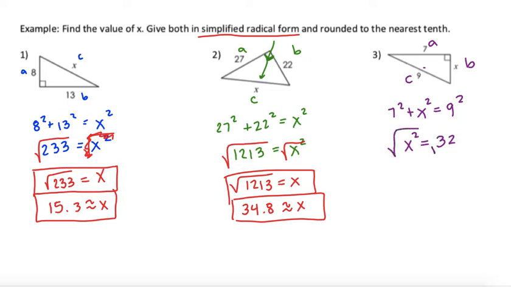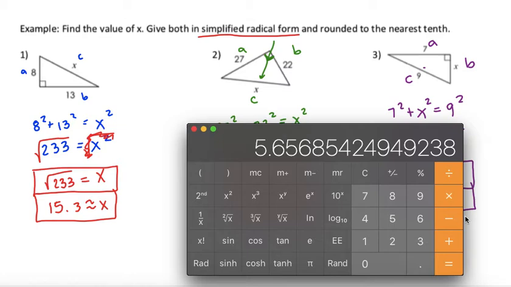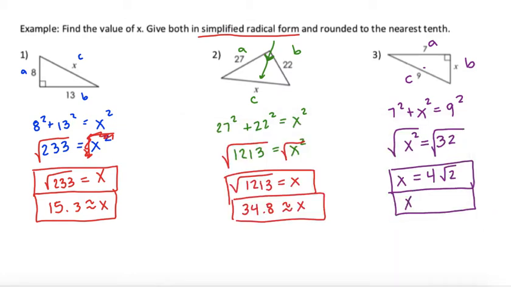Take the square root of both sides to cancel out. And the square root of 32, a 16 can come out, and the square root of 16 is 4. Radical 2 as my simplified radical form. And my calculator approximation, take the square root, is 5.7. So it's approximately 5.7.